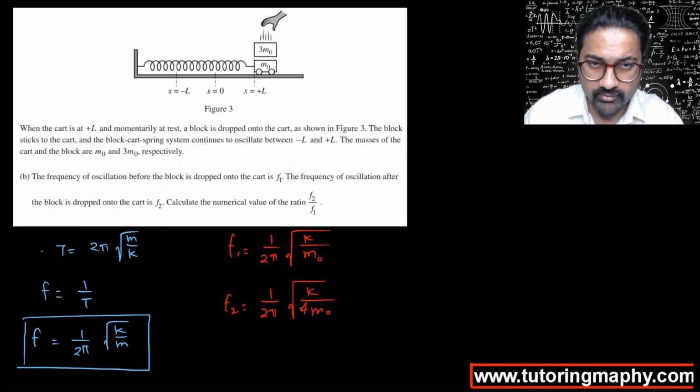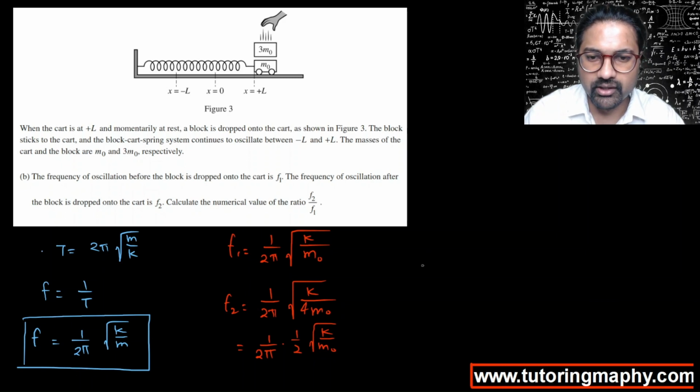So this is 4m naught over here. It's good to see 4 because the square root of 4 is 2, right? So I'm going to write this as 1 over 2 pi times 1 over 2. Why the 1 over 2? Because the square root of 4 is 2. And then root of K over m naught remains as it is.